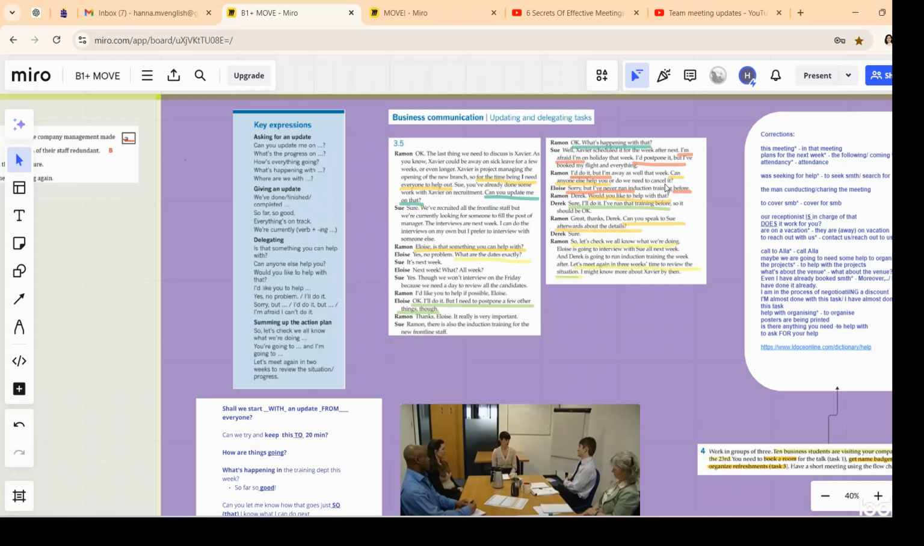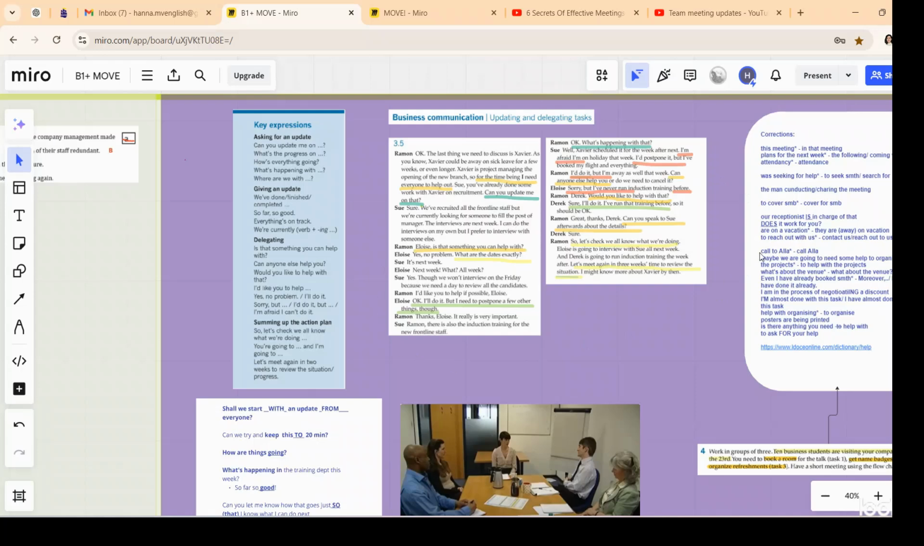As you see, there are phrases marked in different colors, and before our class I had underlined them and asked the students to put them into different categories. Those phrases which were used to ask for updates, to give updates, or to delegate tasks. As the students were completing this task, they were revising the key phrases and preparing themselves for their communicative assignments.